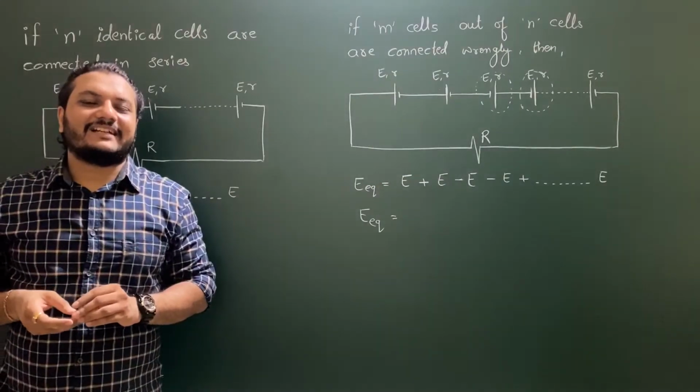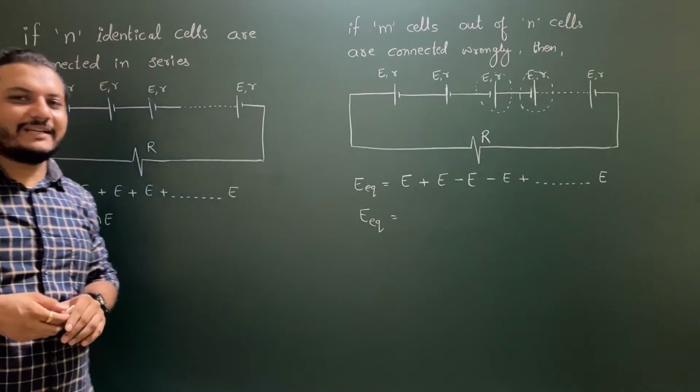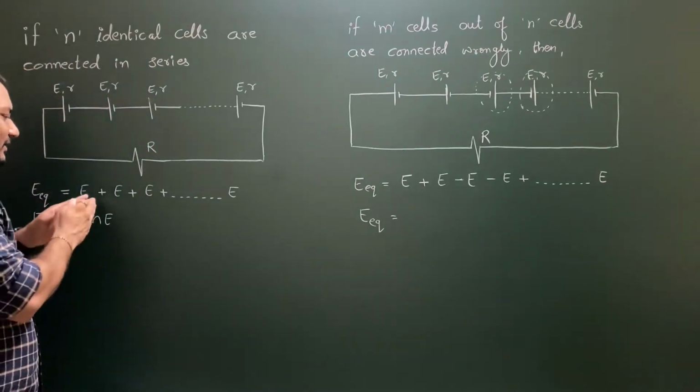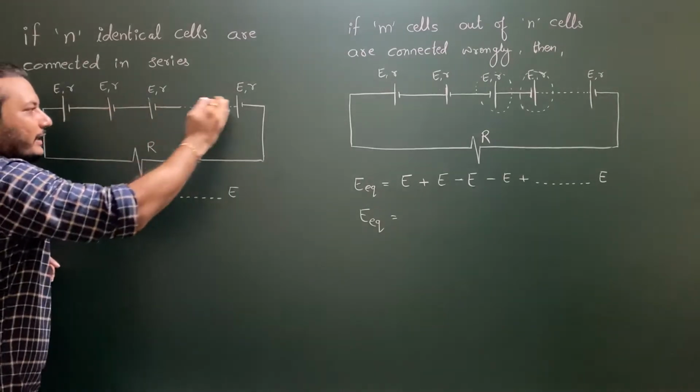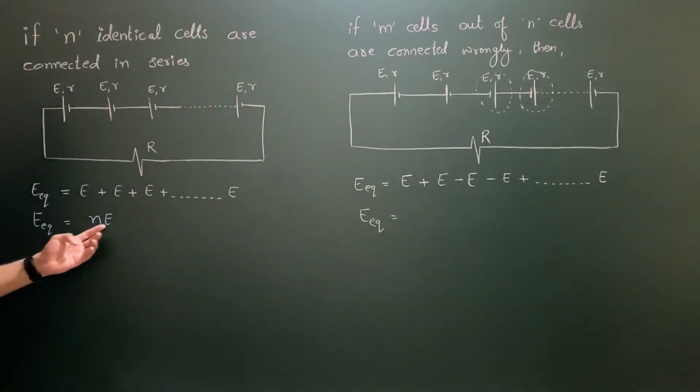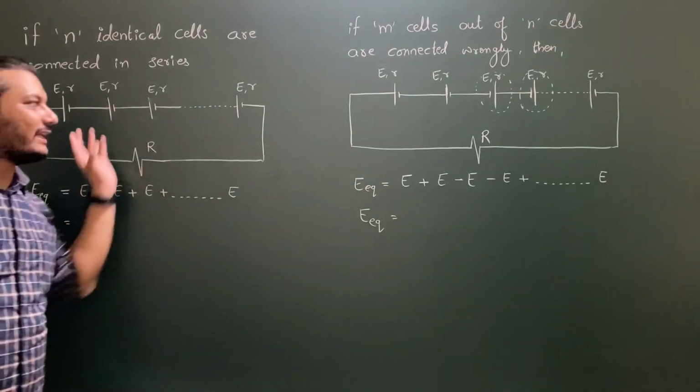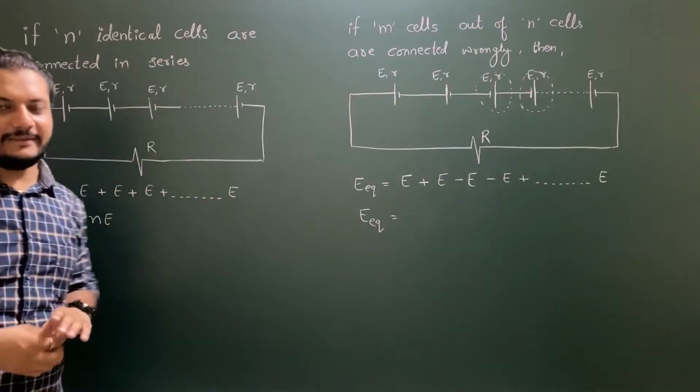If n cells are connected in series, then their equivalent EMF is given by the addition of their individual EMFs: E plus E up to n times. If you add it, you will get n times E. So the equivalent EMF of this circuit is nE.